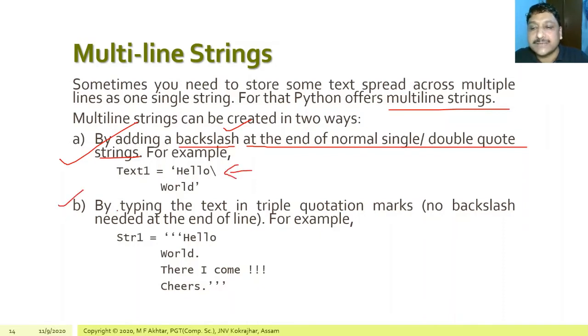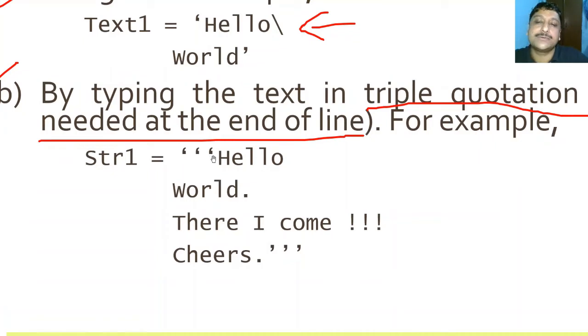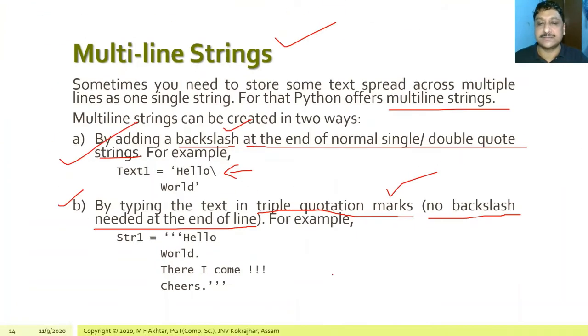The other method is by typing the text in triple quotation marks. As we have told you earlier, triple quotation mark is a special type of string, especially made for multi-line strings. No backslash is needed at the end of the line. For example, str1 equals triple quotation marks. Either 3 single quotation marks can be given at the start and at the end of the string, or we can use 3 double quotation marks. Here we are using 3 single quotation marks, and the whole text is divided into 4 lines: Hello world, there I come, cheers. These are different lines in a multi-line string. There are 2 methods.